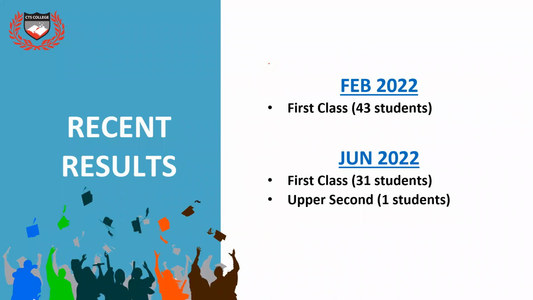So just to share with you all as well, these are some of our recent results from February 2022. We would have received a graduating class with 43 students achieving first class honors, right? That's excellent. In June 2022, we would have achieved a graduating class of 31 students with first class honors, a total of 31. And then just one student with an upper second. You can actually see from this data here as well. We rarely ever get a lower second class honor, and we rarely ever get a third class honor, which is exceptional, right? Majority of our students, if not all of our students, achieve first class honors and upper seconds.